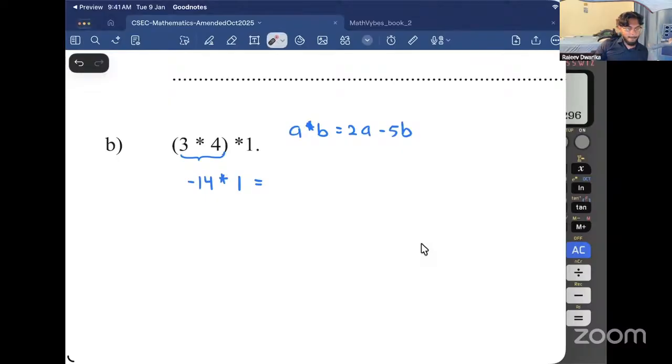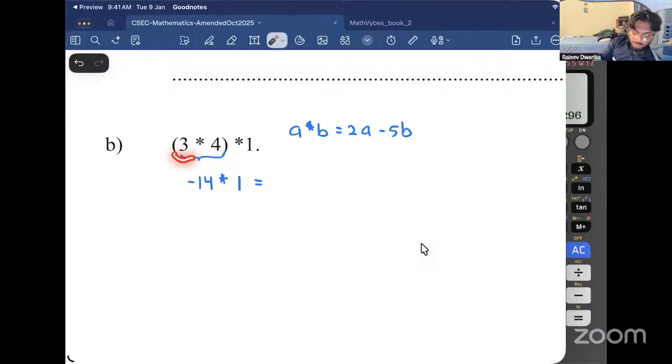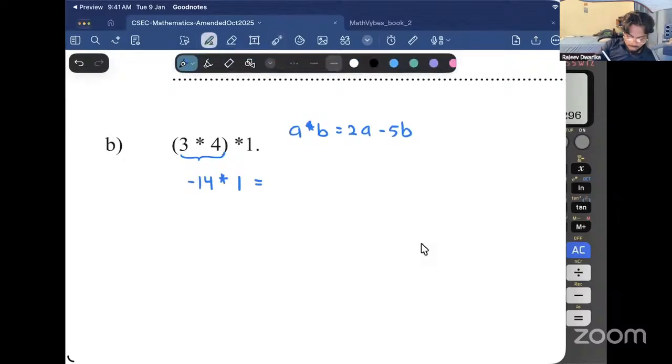So it will be A star B. Okay, but what's taking the place of A and B? The 3 and the 4. Nah, not the 3 and the 4. This was something we worked out already. 3 star 4, the negative 14. Right. So our problem boils down to minus 14 star 1. So it'll be negative 14.